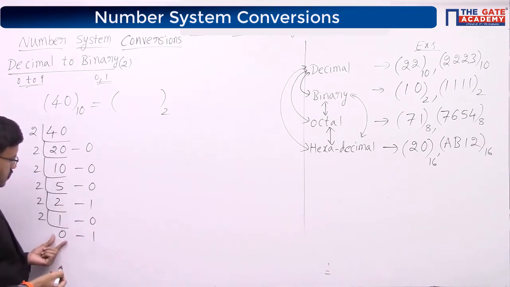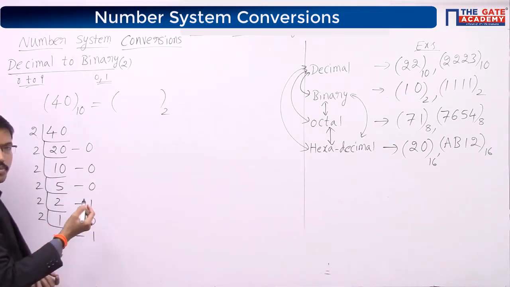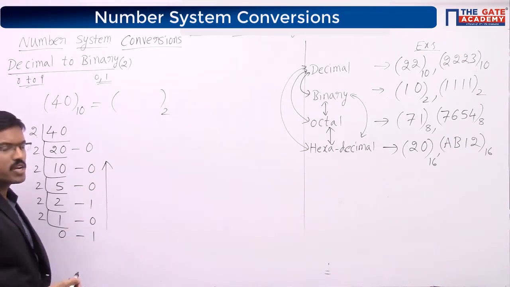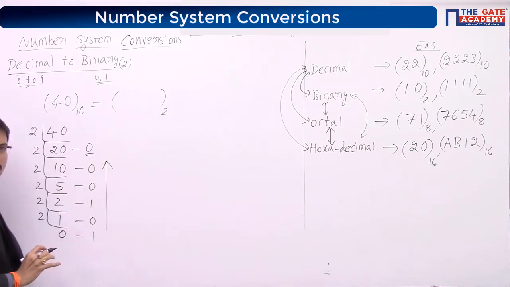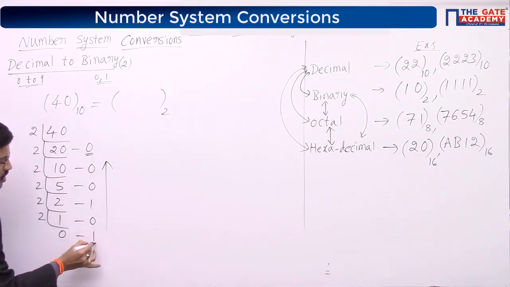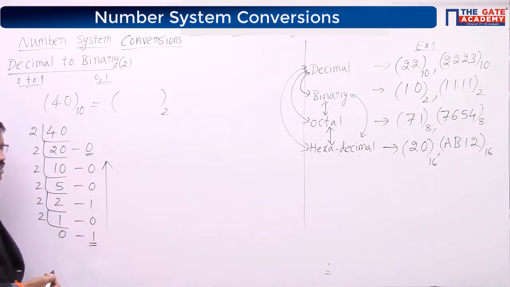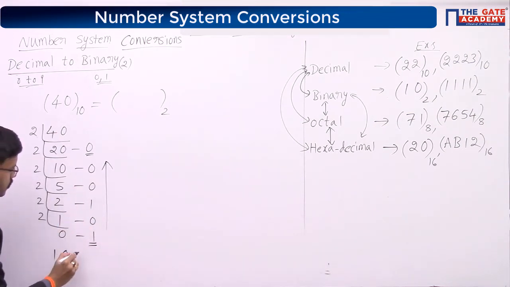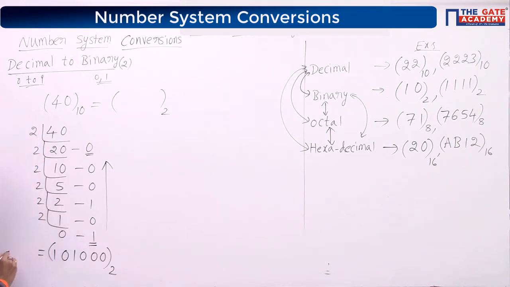Till I get here 0, I will take all the remainders. Okay, and all these remainders I will take in the reverse order. That means whatever the remainder I got first, that will be the last. Whatever the remainder I got last, that will be the starting, like that. So here I will write 1 0 1 0 0 base 2. This is nothing but 40 base 10.